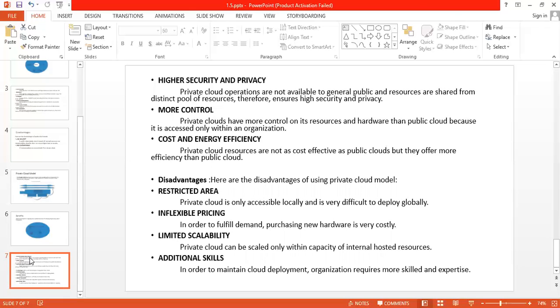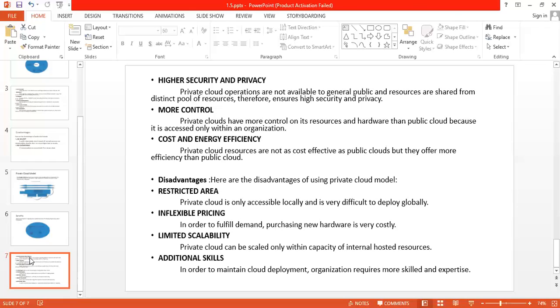Next, there are some disadvantages of using private cloud. So the first one is restricted area. If you want more area, more storage, then you have to pay again for it. So it might come under restricted area, and it is only accessible locally, and we cannot use it wherever we can go, like we have seen that in public cloud, it is easily available. When we get internet, we can easily access the public cloud, but it is not possible with the private cloud.